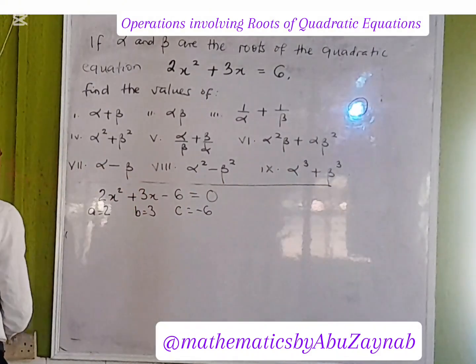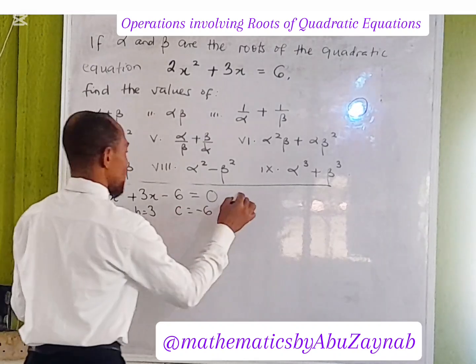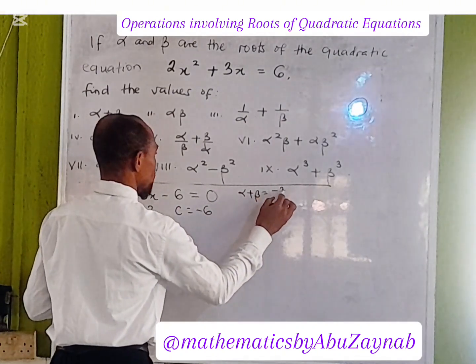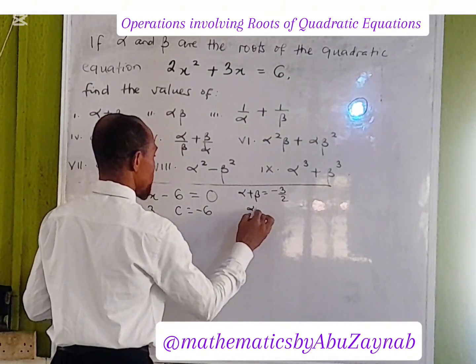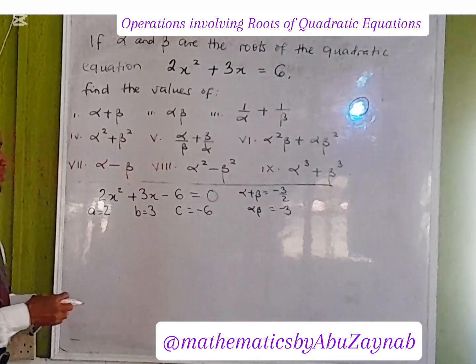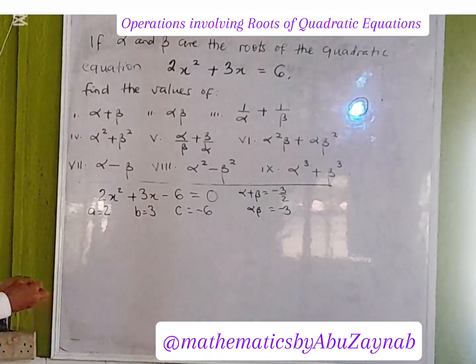It's very important to take to heart that all through we'll be needing the sum and product. So we may need to write that somewhere. Alpha plus beta is minus 3 over 2. Alpha beta is minus 3. We'll be needing all these values all throughout the work. So now question number 4.